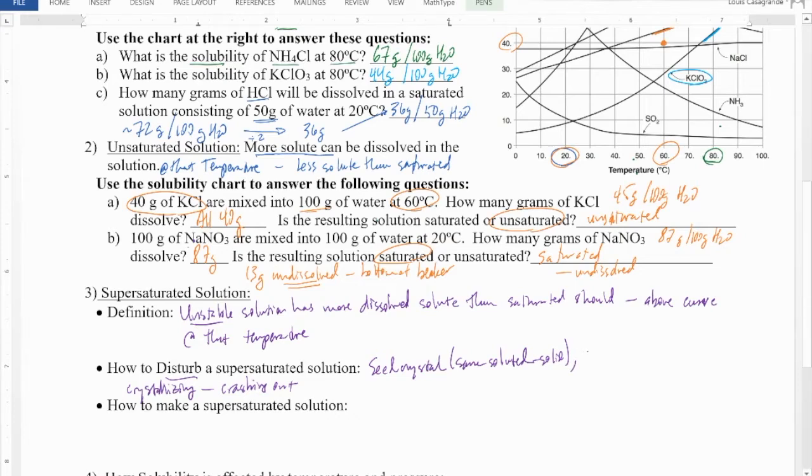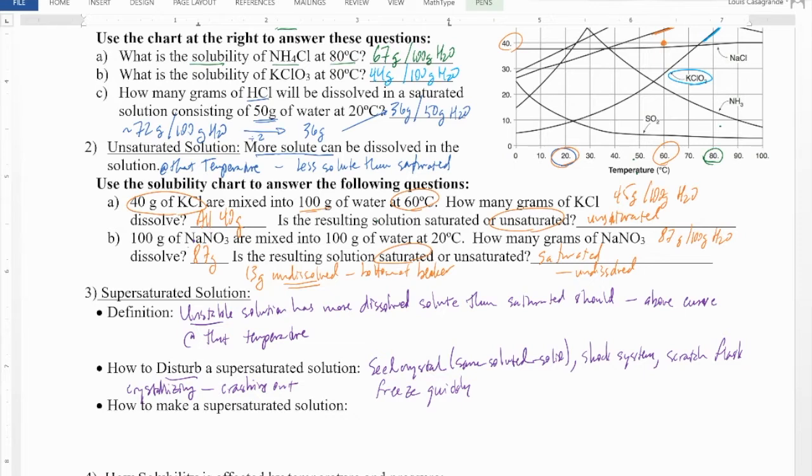You can shock the system. You can scratch the beaker. Who remembers scratching the flask when we were doing the aspirin lab, trying to get any supersaturated aspirin out of solution? Or you can freeze it. And if you freeze it quickly, then you can also cause the supersaturated solution to crash out.